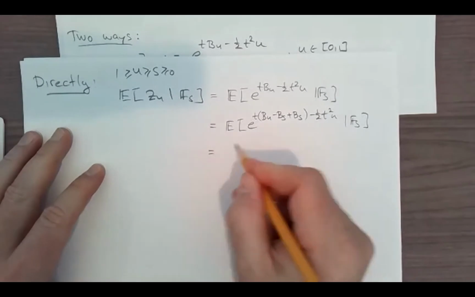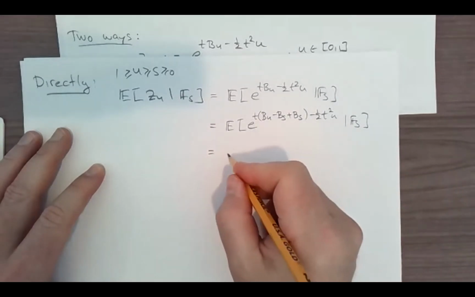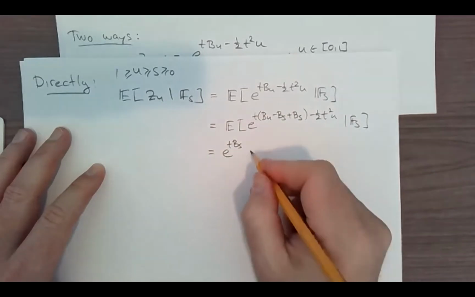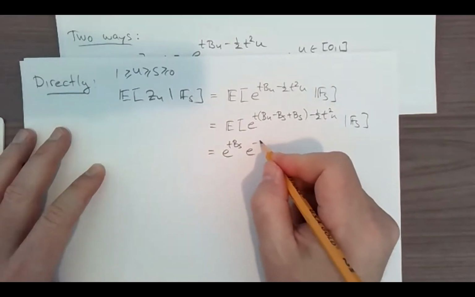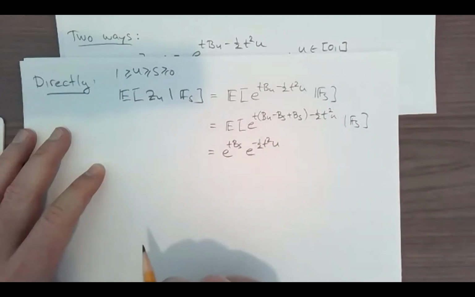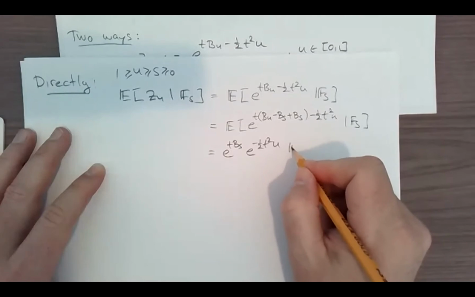And then I can use that I have independence now. I can take out what's measurable. So the tB_s goes outside. And here I'll have minus a half t squared u. And then I'll just have the unconditional expectation.